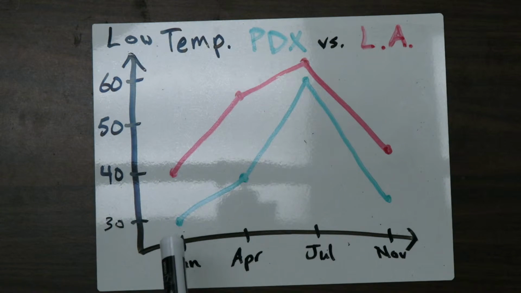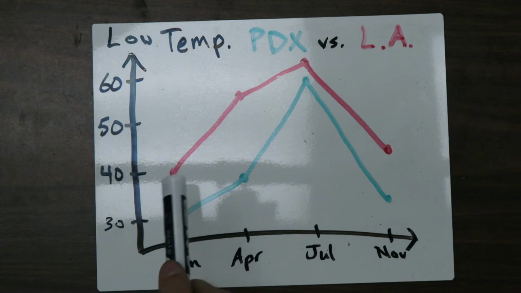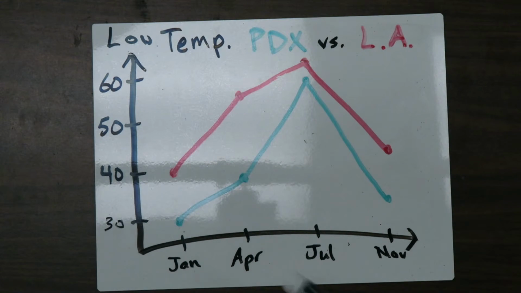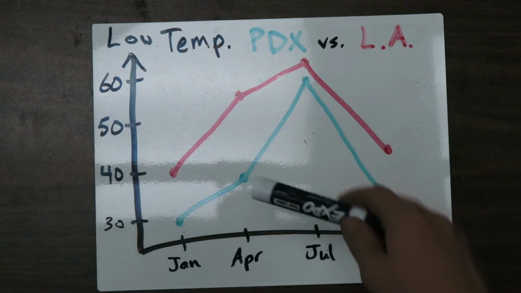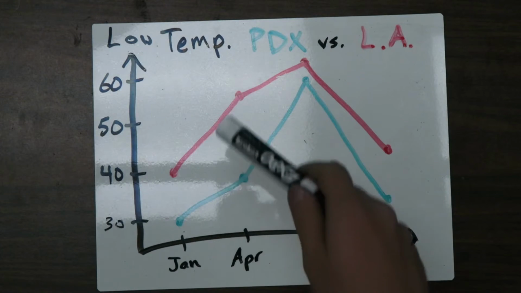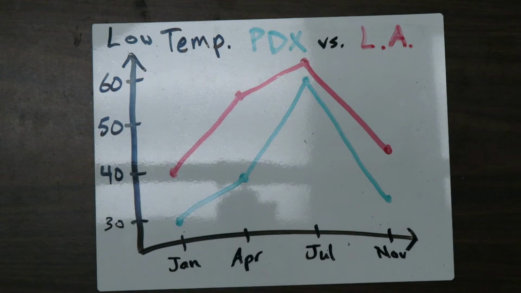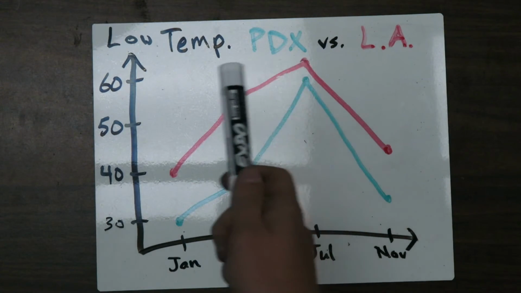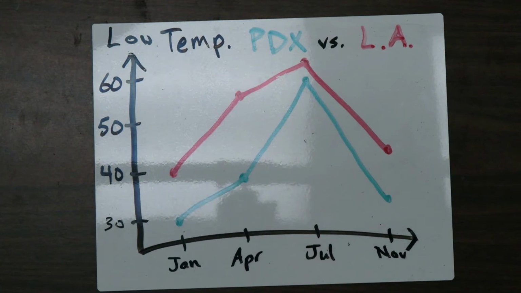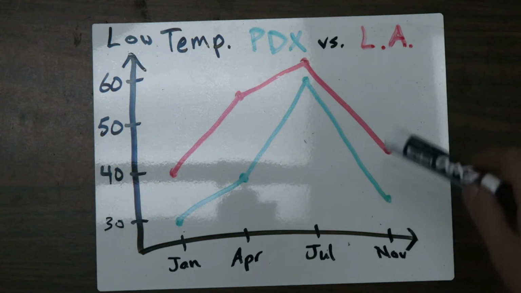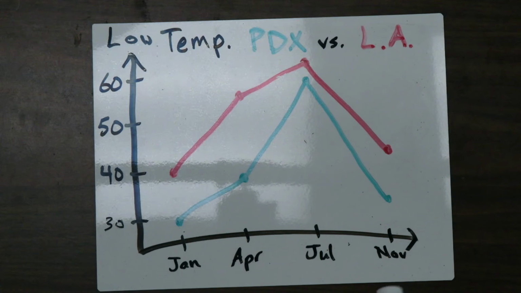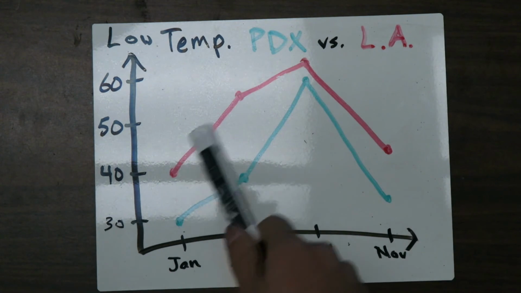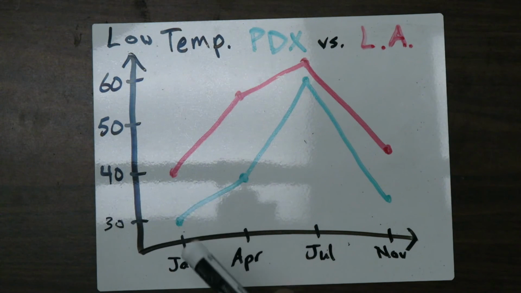The lowest temperature in January for Portland is around 30, and the lowest temperature in Los Angeles in January is around 40. When we get to April, there's even more of a gap. The lowest temperature in Portland is somewhere in the 30s, and in Los Angeles it's somewhere in the 50s. The gap really closes when we get into July. The lowest temperature for Portland is somewhere in the 50s, and for Los Angeles it's 60 or more, but they're real close. Once we get to November, the gap widens a little bit again. But we can clearly see, especially by labeling them with different colors, the difference in temperatures between these two cities.